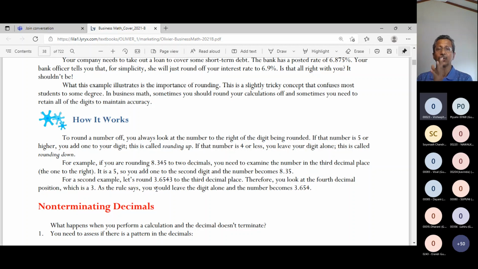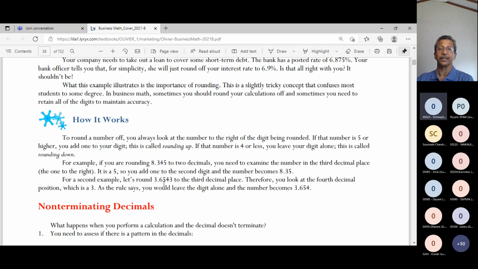Now let's say the example 8.345 for 2 decimals, right? You need to examine the number in the third decimal place. It is 5. So we add one and we make it 8.35. If there was a 4 there instead of 5, it would become 8.34.